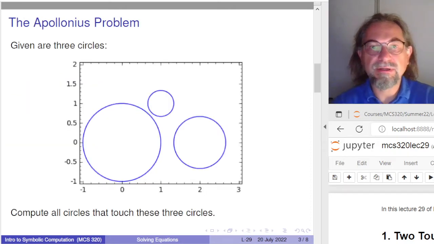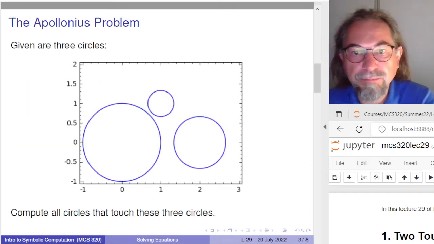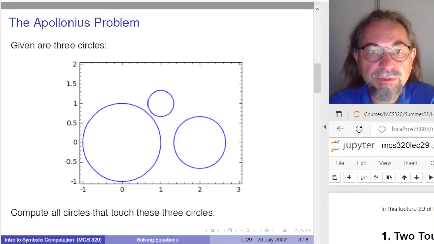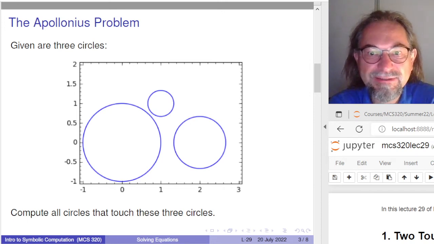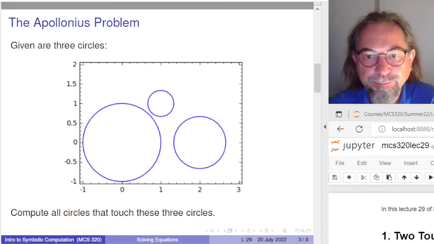Okay, so let's look at the problem of Apollonius. So we have given 3 circles. Here is our example. We have the unit circle centered at 0 with radius 1. Then we have the second circle centered at 0 with a radius a little bit smaller, 2/3. And then the smallest circle is centered at 1, 1.